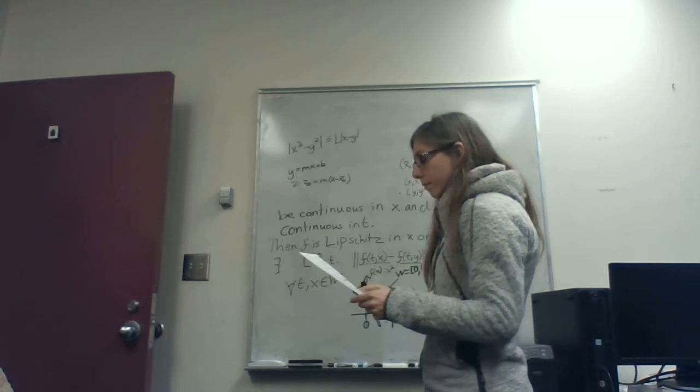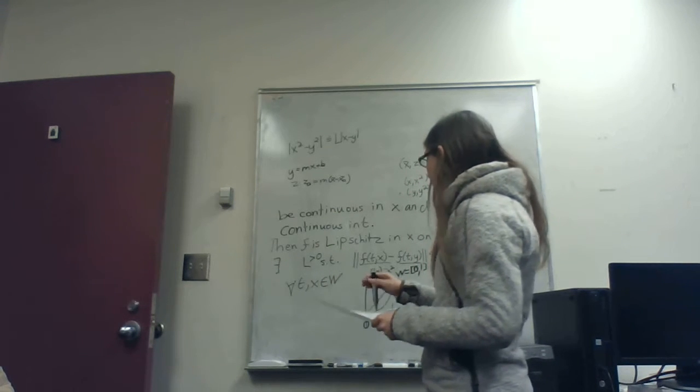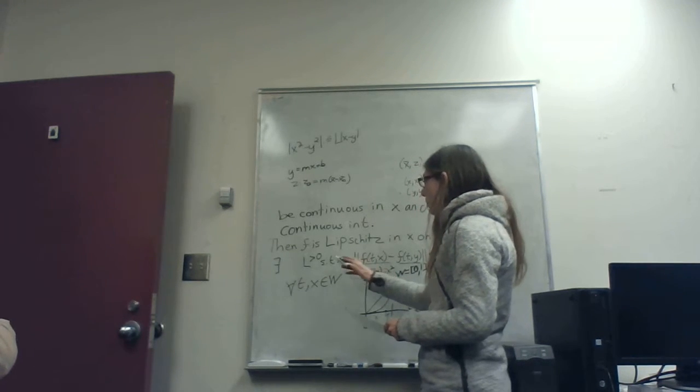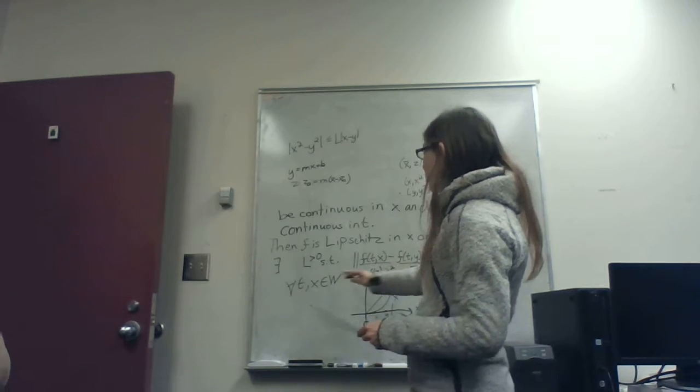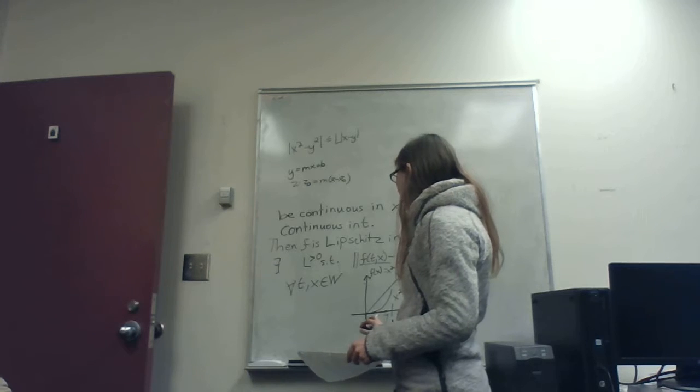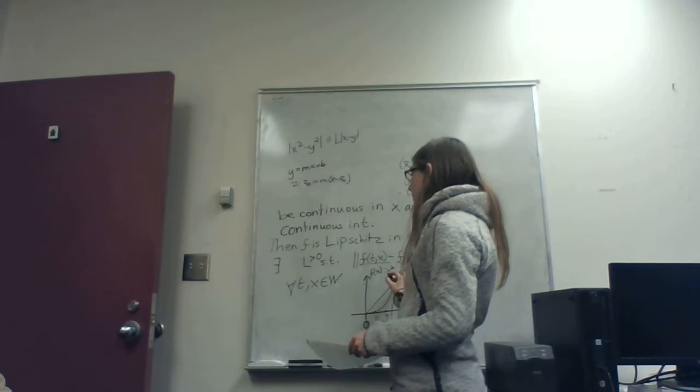And then notice that you can bound with a line with the same slope everywhere in this interval. And so that's why we say there's this one L that holds for all of the points in this interval. So we say it's Lipschitz in X on this set W.